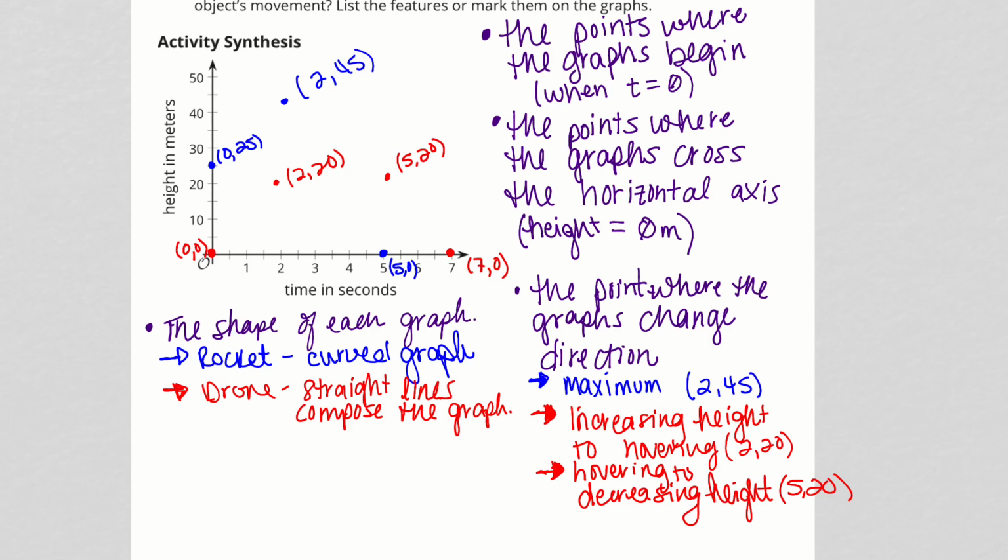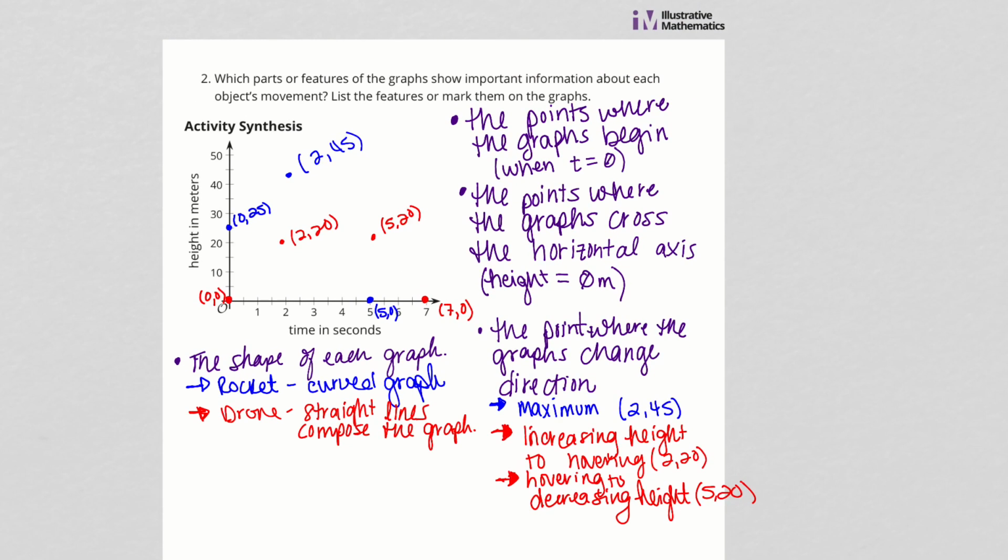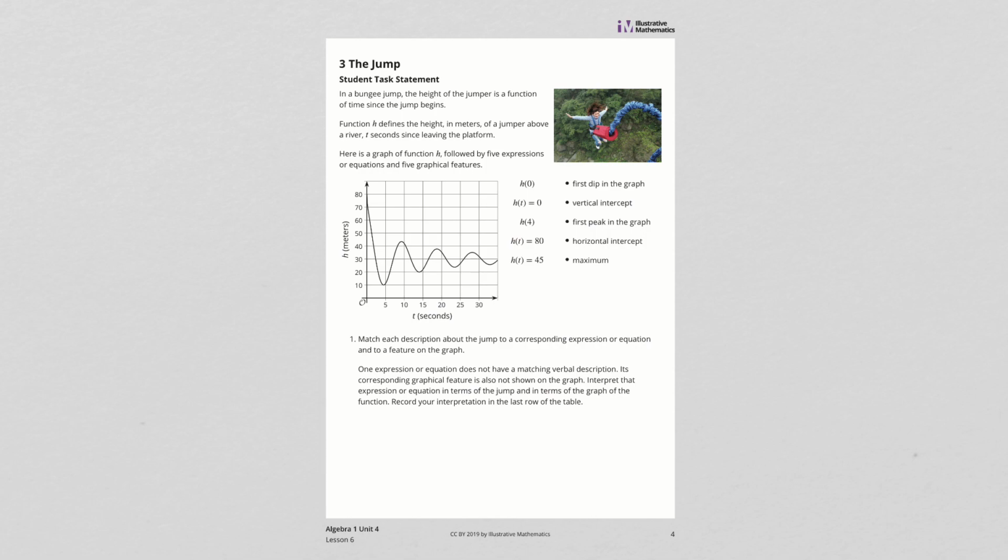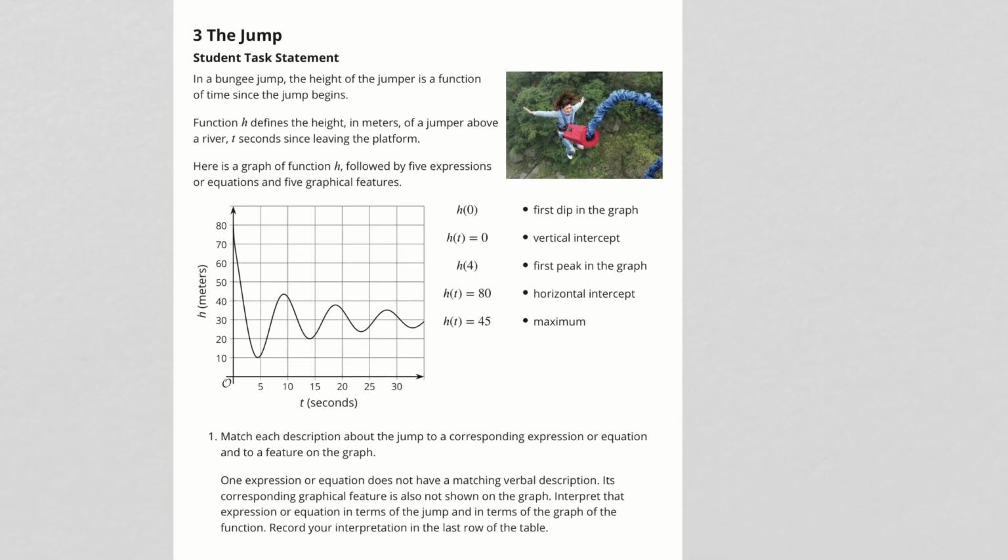Let's go on to the next section, which is 6.3. All right, so we have a bungee jump. The height of the jumper is a function of time since the jump begins. Function h defines the height in meters of a jumper above a river t seconds since leaving the platform. Here's a graph of function h followed by 5 expressions or equations and 5 graphical features.